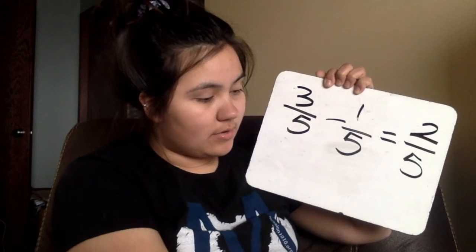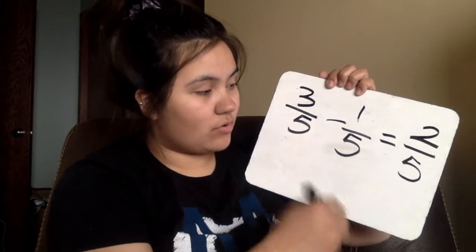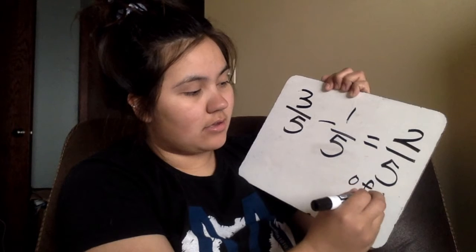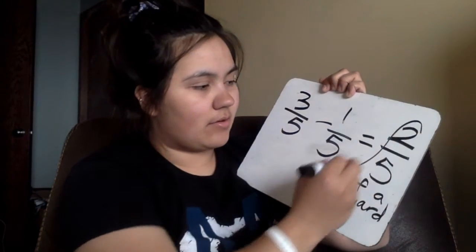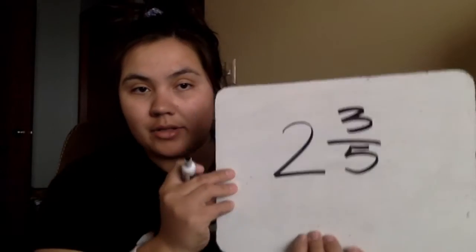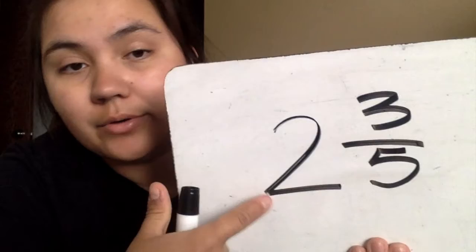So we also need a label. They want to know what the length of the ribbon was. So this would be 2/5 of a yard. That would be our answer. 2/5 of a yard.